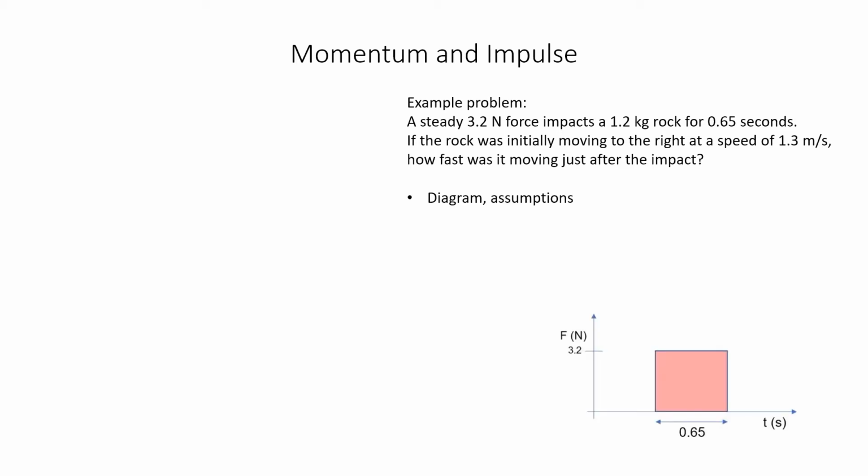We'll start by drawing a diagram and making assumptions. We'll assume, since we have a steady force, that it's a constant force over the whole time. We'll treat our rock as a point object. We'll say there are no other forces acting on the object. This diagram shows what the force looks like over that delta t.